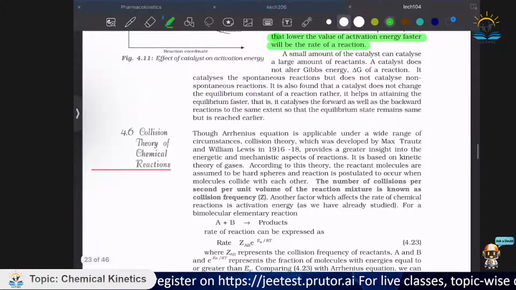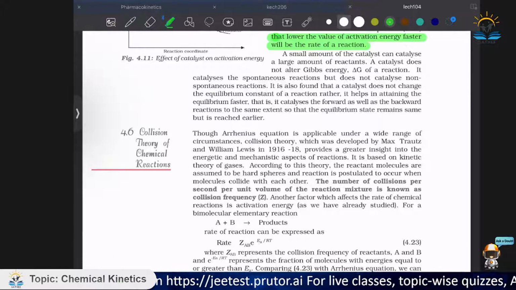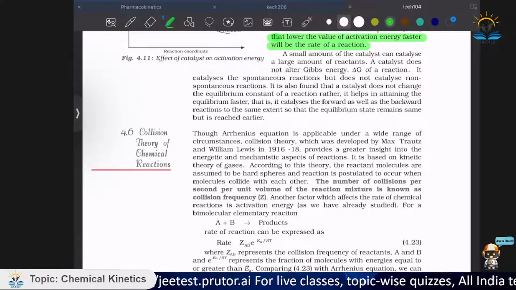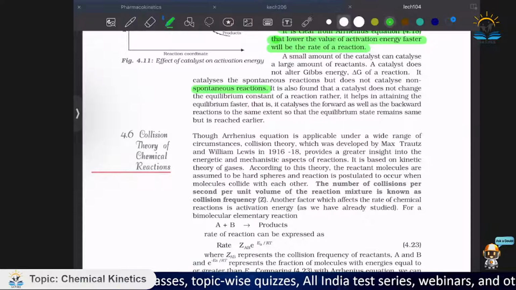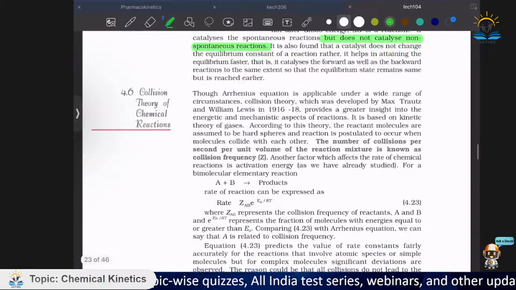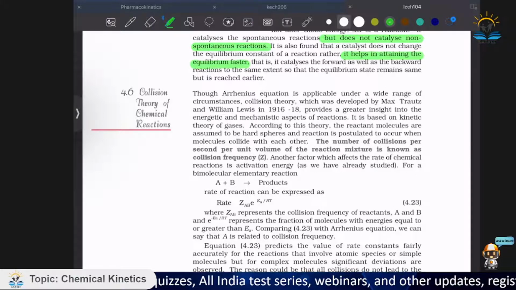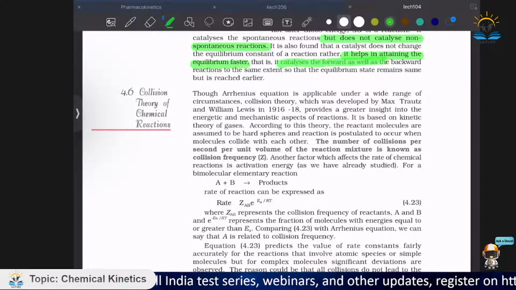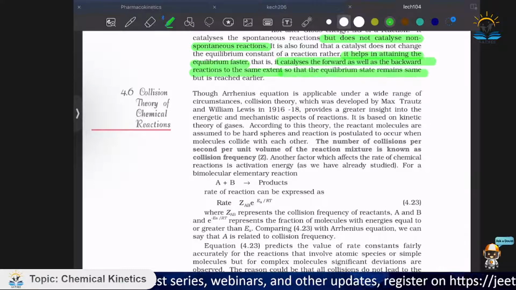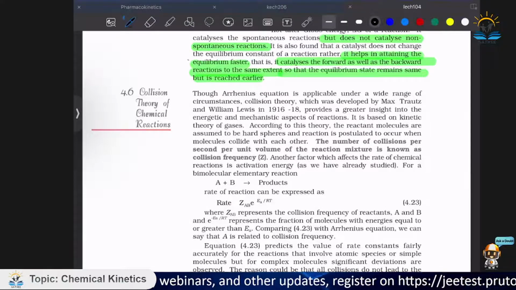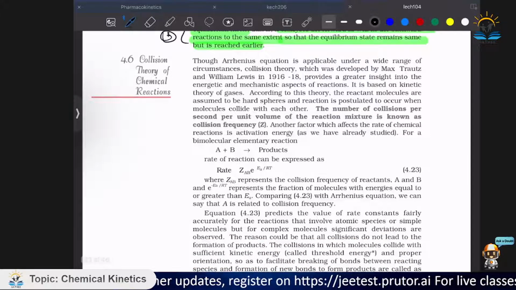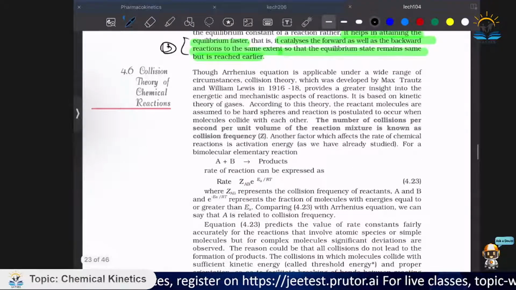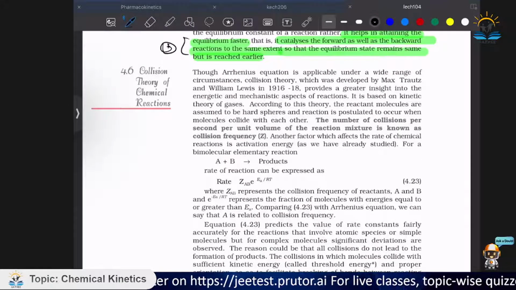Moving on, a small amount of catalyst can catalyze a large amount of reactants. Catalyst does not alter Gibbs energy. It does not catalyze a non-spontaneous reaction because it cannot alter equilibrium. It helps in attaining the equilibrium faster by catalyzing forward and backward reaction to the same extent, so that the equilibrium state remains the same but is reached earlier. You can remember this line whenever you have confusion: both product and reactant are getting formed at a much faster rate, and equilibrium is getting attained fast.